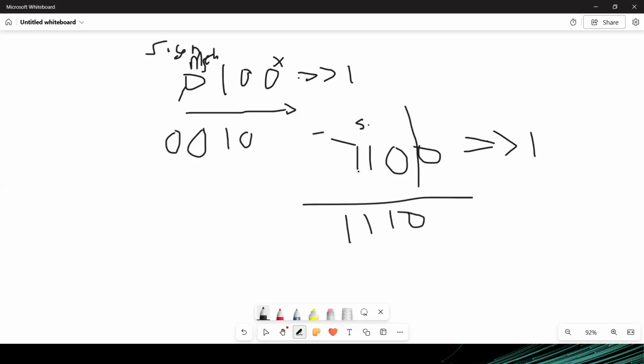But since this one is a negative number, we are not just going to fill in with zeros, we'll fill in with ones. So you can shift by 2, you can shift by 3, you can shift by 1. Make sure that you're filling with the appropriate sign bit.